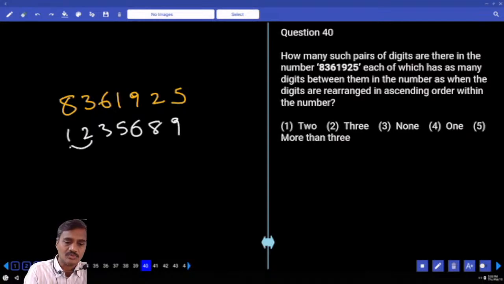1 and 2, 1 and 3, and 1, 2, 3. So 3 are done here. 5 and 6 is 1 more. Isn't it? Hence how many are there? 4. And 4 there is more than 3 choices.